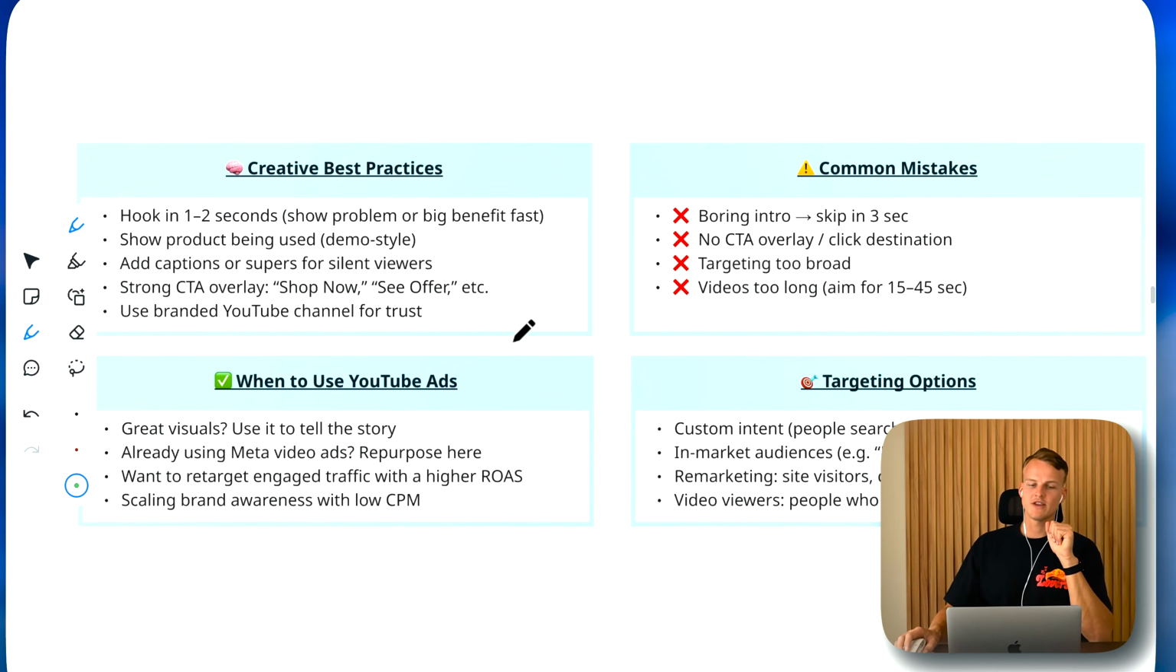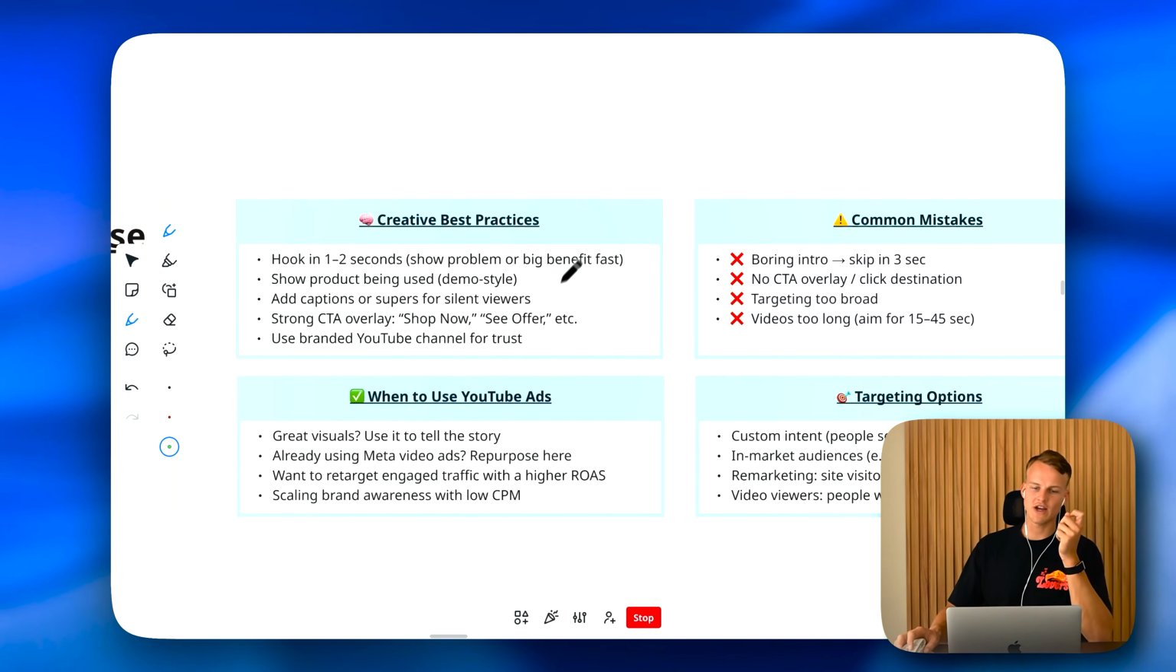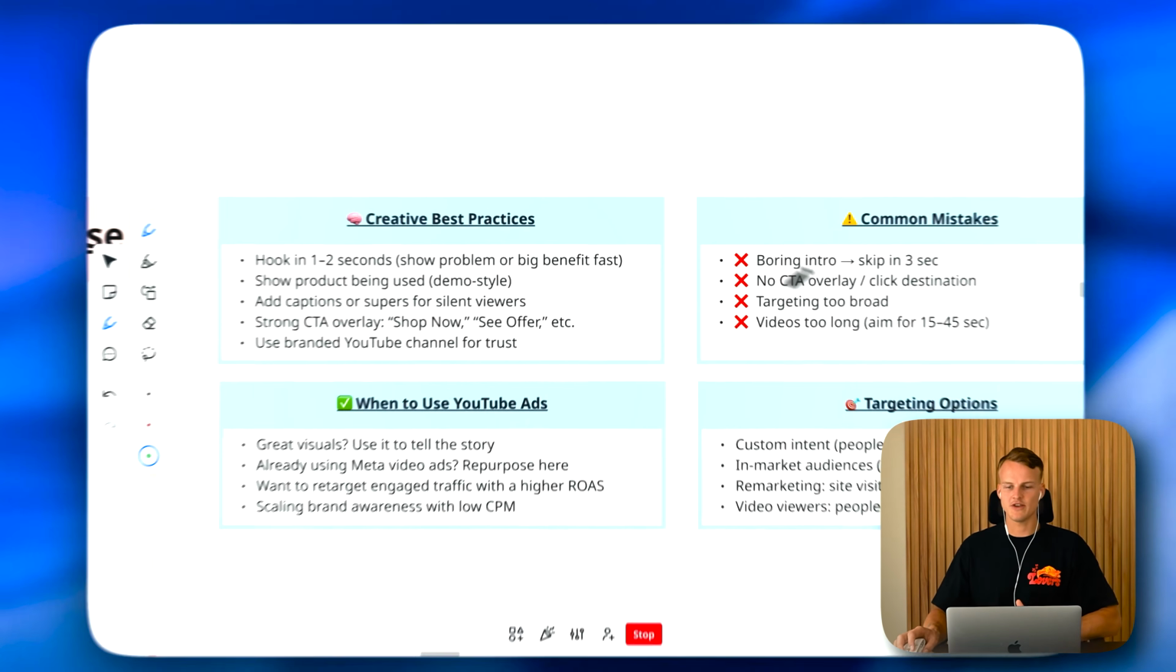Then we have some best practices here. So the creative best practices is the hook in the first couple seconds, because then people want to watch the rest of the video. Show your product being used, add captions or supers for silent viewers. Use a strong CTA overlay, so shop now, see offer, etc., and use a branded YouTube channel for trust.